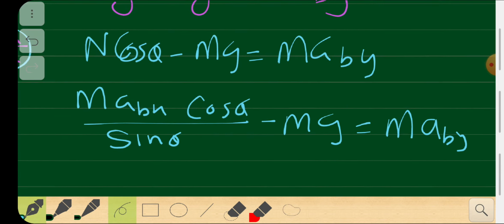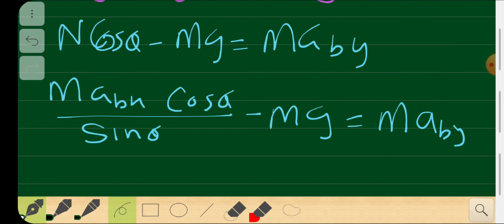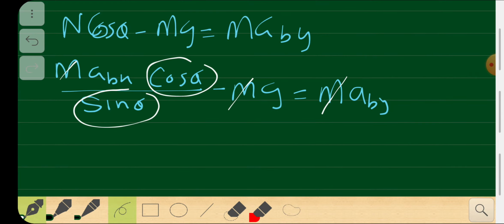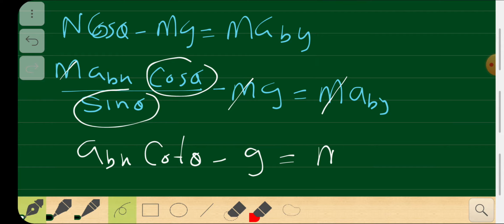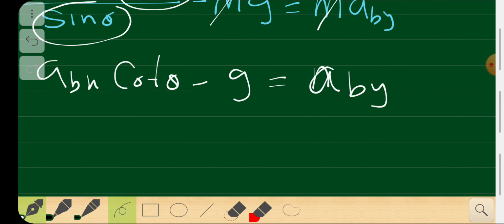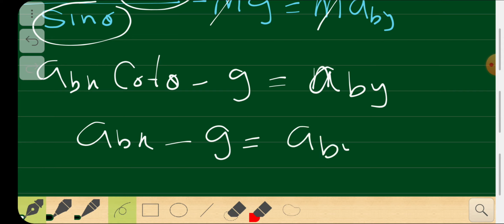Right? So now you can simplify this. m is there on all sides, so m will cancel, and cos theta by sin theta will be cot theta. So you get a_bx cot theta minus g is equal to a_by. Okay, so you can write that theta is 45, so cot 45 is also 1. So a_bx, the acceleration of the box in the x cap direction, minus g is equal to a_by, in the y direction. Okay, so you got that, very simple stuff.